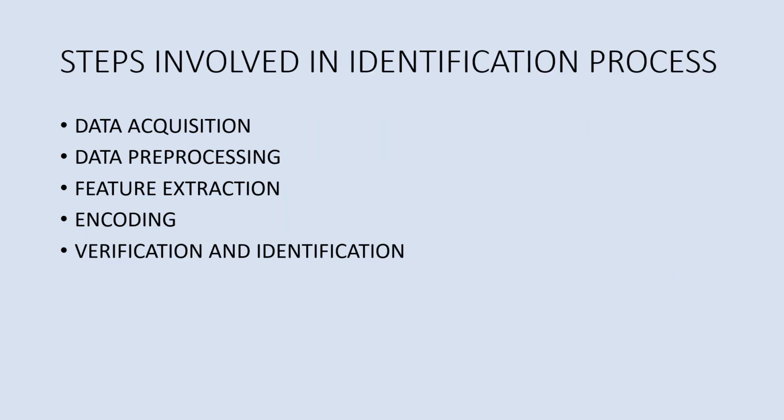Steps involved in the identification process. So there are 5 steps which are involved in this identification procedure of biometrics. First, we have data acquisition, then comes data pre-processing, then comes feature extraction, then encoding, and then the last, verification and identification of the biometric.